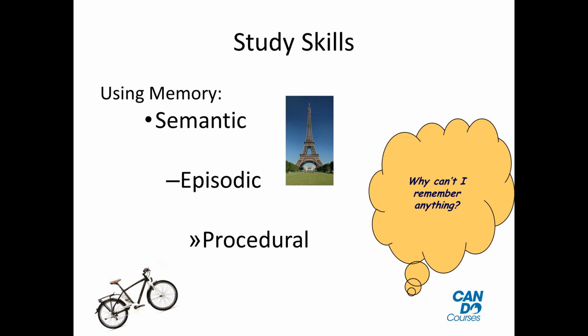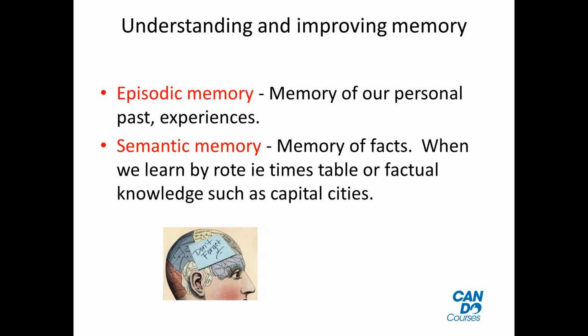So our job is to think of ways to bring together the learning in a way that people are going to remember it. So a good study skill is to think about the different ways that people remember. We've got different memory banks. To understand that and to improve your memory, we need to know what they are. So episodic memory is our personal experiences, so things we've done.